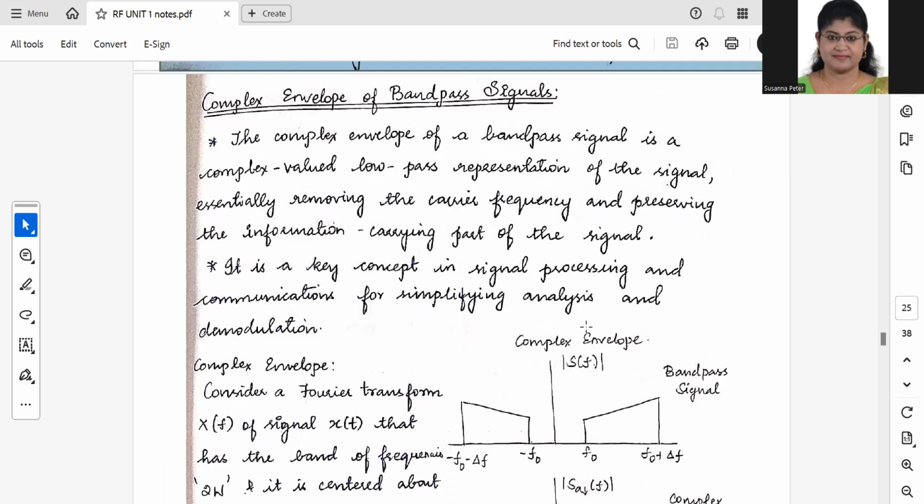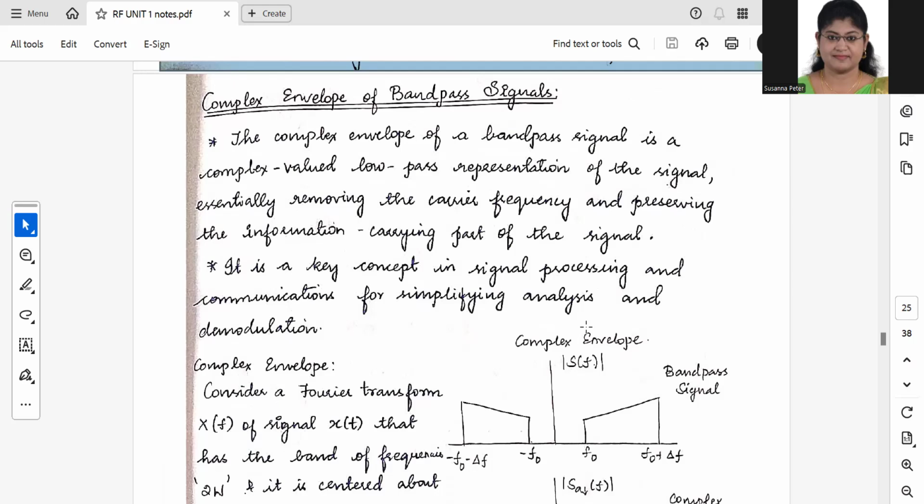From this, we will learn what a complex envelope of a bandpass signal is. So what does the complex envelope of a bandpass signal mean? It is a powerful representation of bandpass signals that simplifies their analysis by converting them into a low frequency equivalent. That is your complex envelope. Mainly we use this complex envelope for modulation, demodulation, and signal processing. It is a key concept in signal processing for simplifying analysis and demodulation.